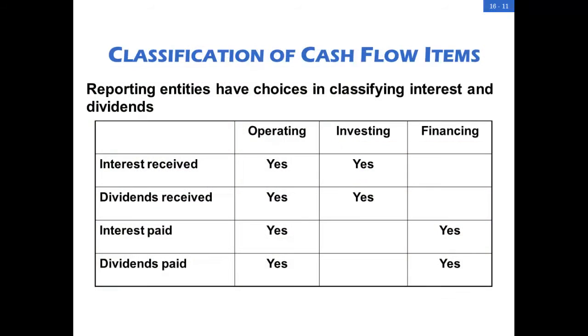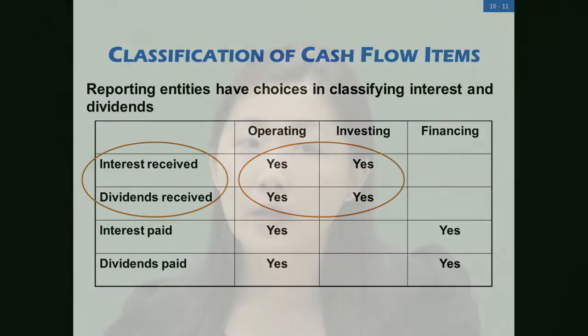Among all cash flows, you may need to pay special attention to two items: interest and dividends. IFRS allow alternative classifications of interest and dividends received, as well as interest and dividends paid. Interest and dividends received may be classified as operating cash flows because they enter into the determination of profit or loss. Alternatively, interest and dividends received may be classified as investing cash flows because obviously they are returns on investments.